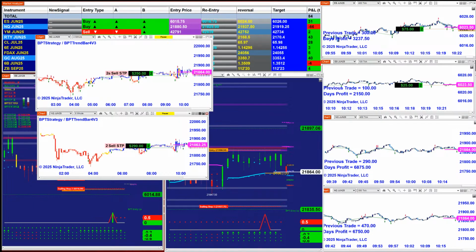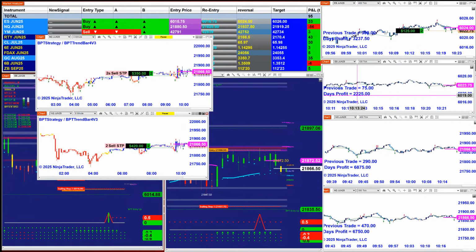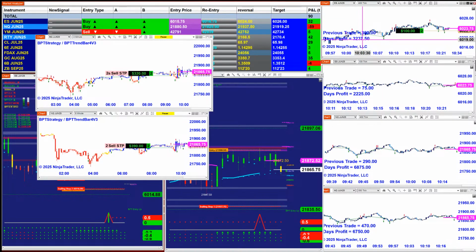And as we see right now, we have 6,875 on the Nasdaq, and we have 6,750 on the 350 ticks. We have already crossed the 2,000 on the 100 tick, and we already crossed the 3,327.50 plus this trade.